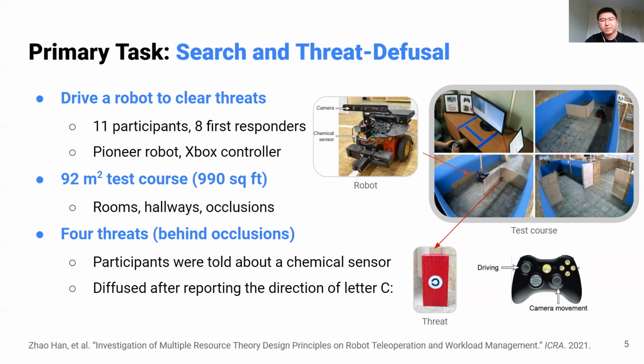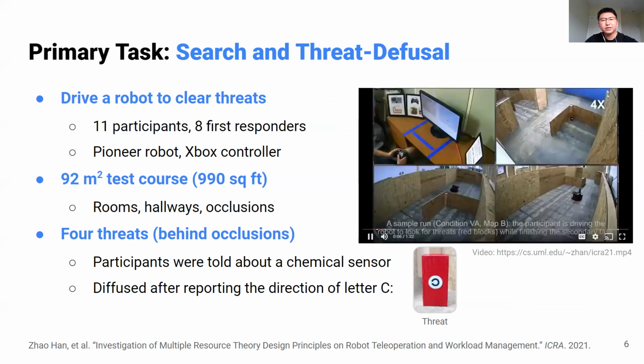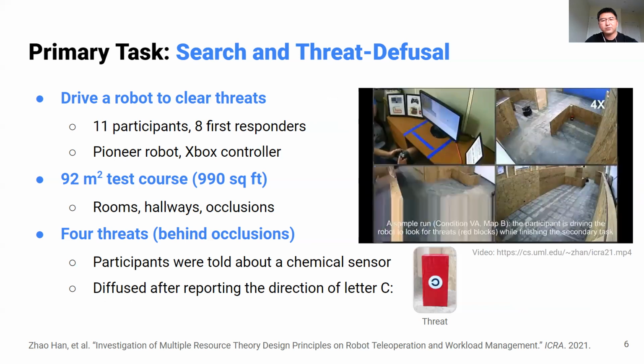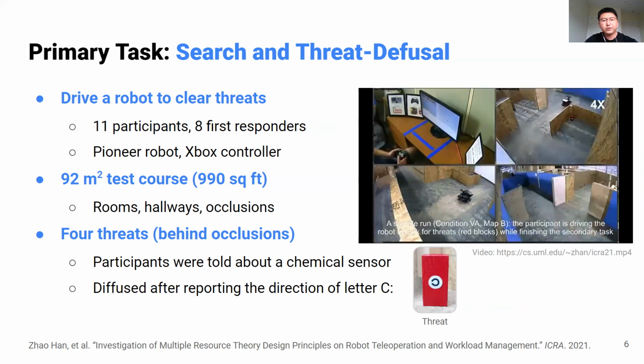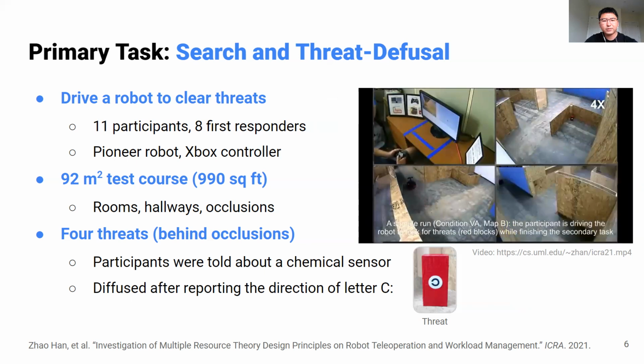To drive the robot, participants used an Xbox controller, as you can see on the bottom right. The left joystick was used to control the robot's linear and rotational velocities. The right one was used to pan and tilt the robot's camera to look for threats. In our test course, we built walls for rooms and hallways. Inside those rooms, we set up occlusions for the threats. So participants had to drive inside the occlusions to see the threats, rather than just enter the room and see them. There are a total of 4 threats hidden behind these occlusions.